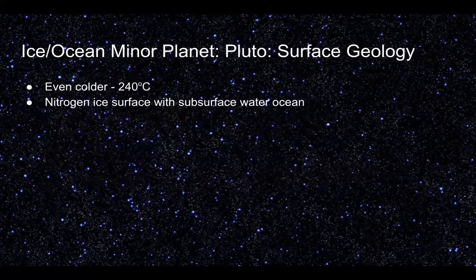Go further out, for example, to Pluto. It's even colder, 240 degrees below zero. Nitrogen is solid on Pluto. And it's thought that Pluto has a subsurface water ocean.